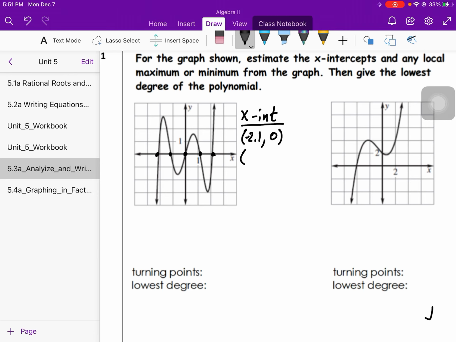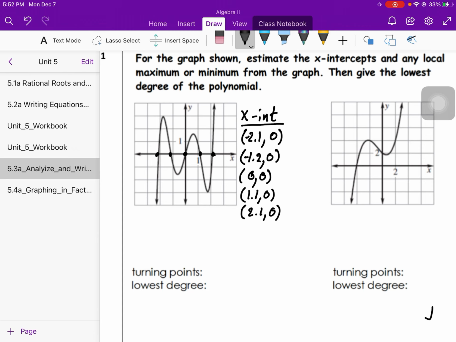The next one, this point here, again looks like it's a little bit past the negative 1. So we could say negative 1 or negative 1.2. I'm not super picky. Just do the best that you can. This one in the middle looks like it's going right through 0. So 0, 0. Next one looks like it's a little past 1. So let's say 1.10. And then lastly, this point here again looks like it's past the 2 mark. So we're going to say 2.10. We're not trying to be super exact here. We're just doing the best that we can.